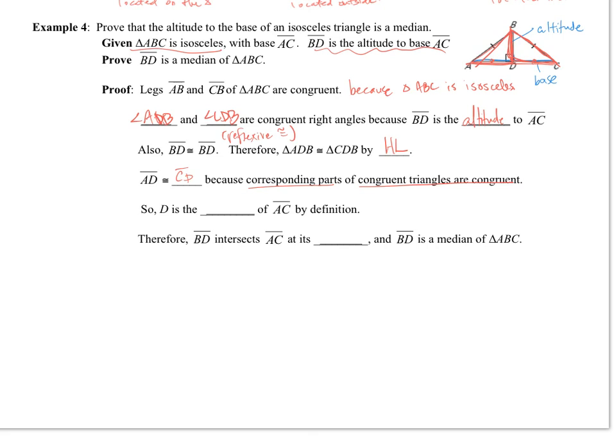Then D has to be the midpoint of AC by definition. Therefore, BD intersects AC at its midpoint, and segment BD is a median of triangle ABC. And we will discuss more details in class.